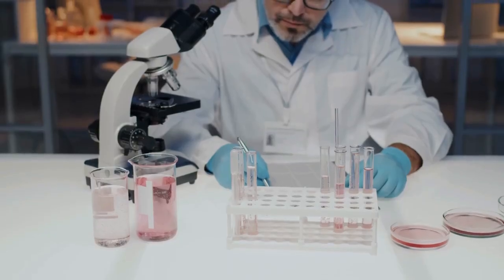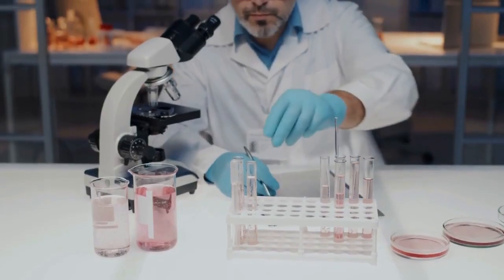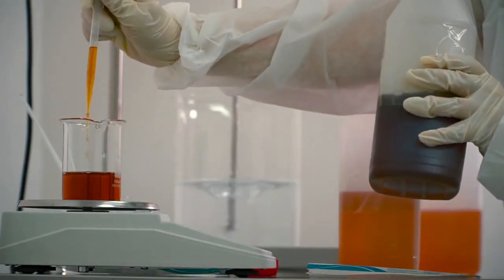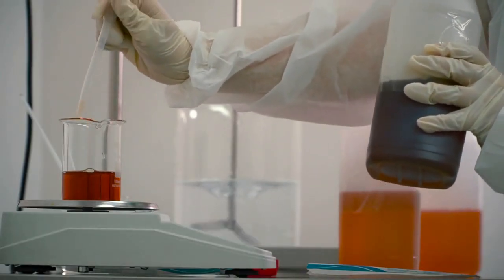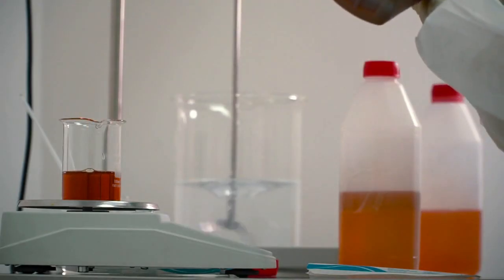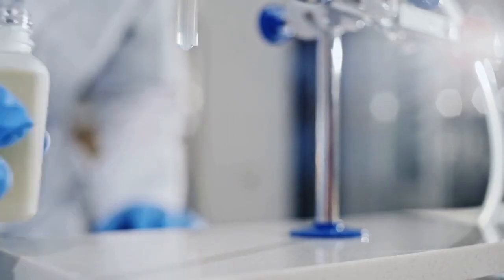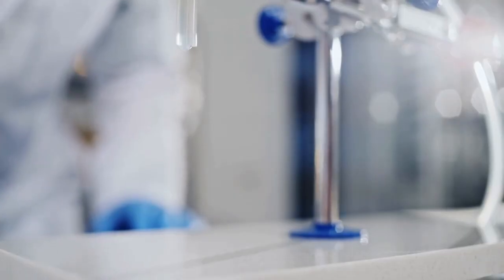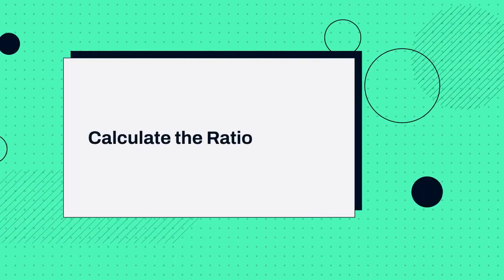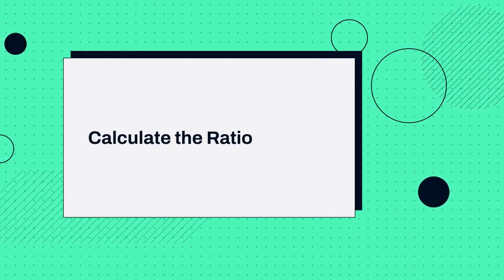Now, you analyze your actual reaction mixture. You take a precise volume of your final product mixture and add the exact same amount of internal standard to it. You run this sample on the GC and, just like before, you find the peak areas for your product and the internal standard. You then calculate the ratio of these two areas.